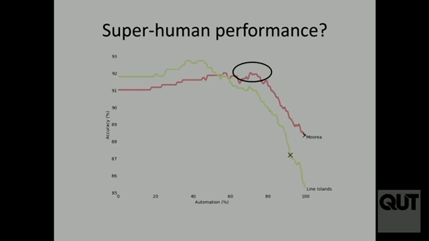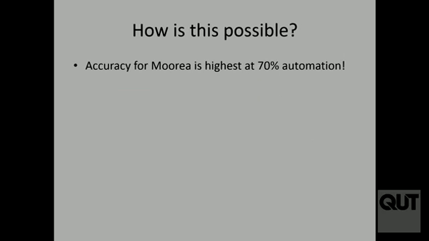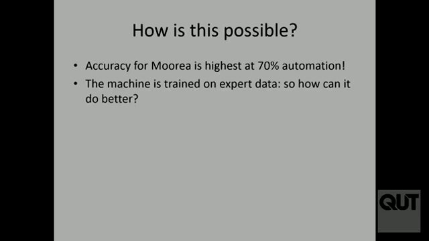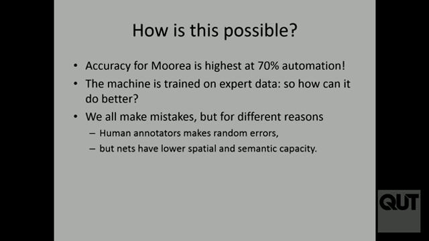But at this operating point, we're now around 70% automation, and we are getting higher accuracy than we got when we did everything manually, which seems sort of counterintuitive. How is this possible? I mean, we're training a machine on expert annotation. So how can we do better than the expert? Well, I don't think it's actually that strange when you think a little bit about it.